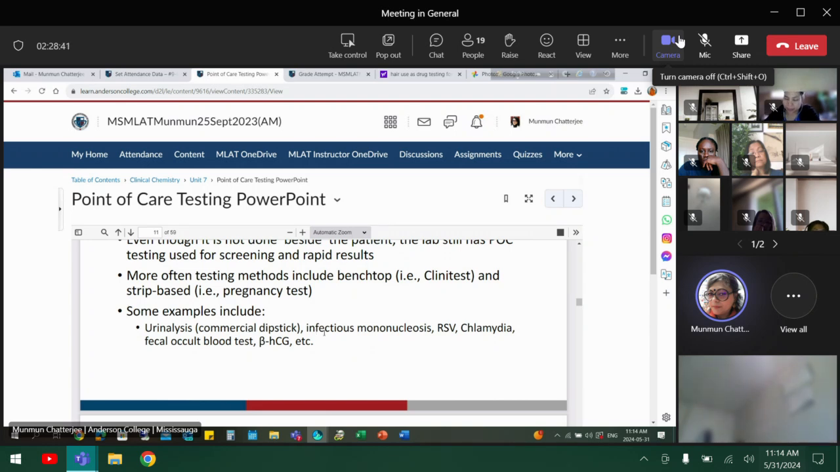Some examples include urinalysis, the dipstick. You are going to do it in the lab. Infectious mononucleosis, generally we don't do that. RSV, chlamydia, fecal occult blood test, that is also done. And beta hCG for the pregnancy. Fecal occult blood test, you have to do it by the strip. It's not immediate, but you can collect it at home to check for blood, or colorectal, any bleeding in your stomach, through the stool. So that is the fecal occult blood test.